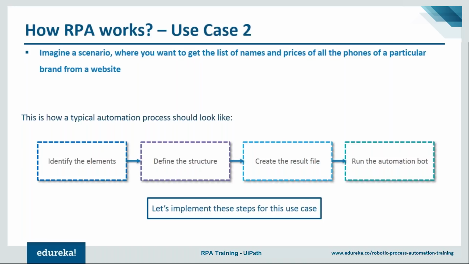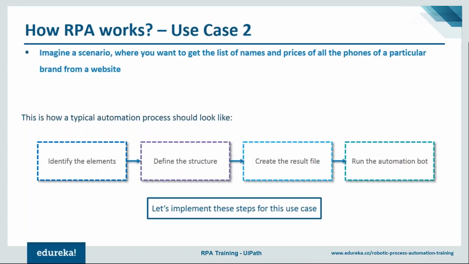First, it will identify the elements. If you were to implement it in RPA, first you have to tell your bot which elements to pick. So it will first identify the elements, and then we will define a structure. How do you structure these elements inside the file that we want? Then we define the structure.